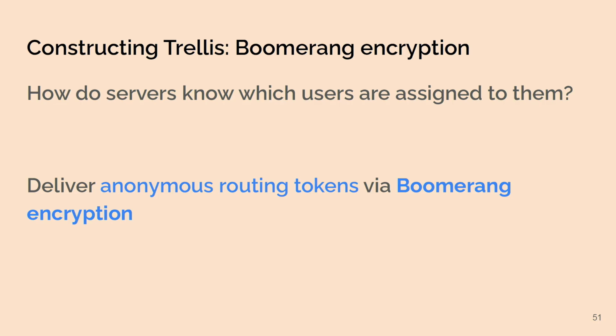Okay, so I talked about all that. But you might ask, how did these servers get these anonymous routing tokens? How do they know which users are even assigned to them? And so the second new technique that we introduce in Trellis is called boomerang encryption.